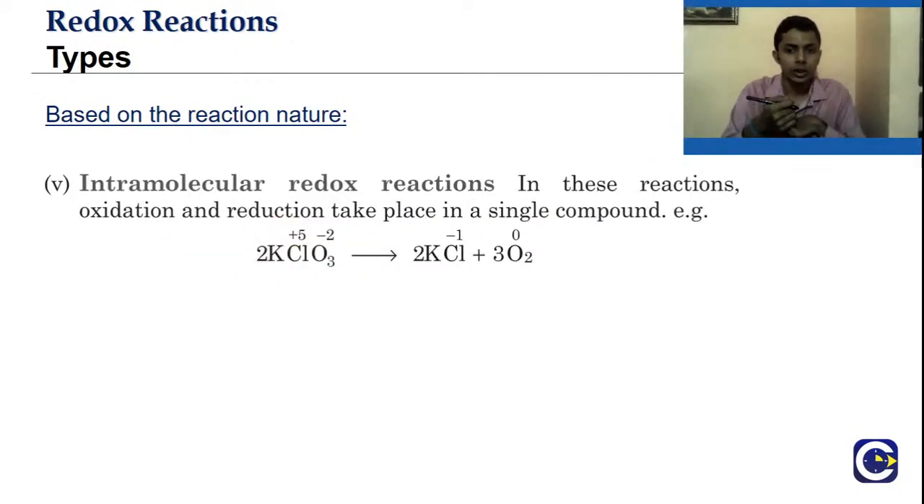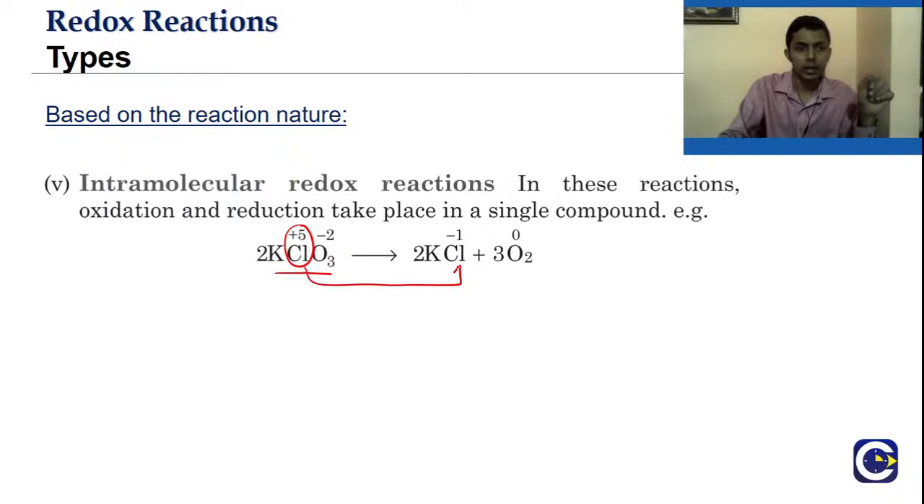Intramolecular redox reaction: when in the same compound two elements are present and these two elements undergo oxidation and reduction. For example, KClO3. In this case, Cl at +5 is getting reduced and O at -2 is getting oxidized.